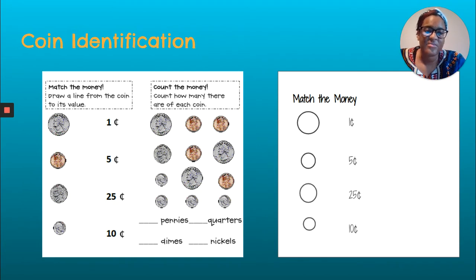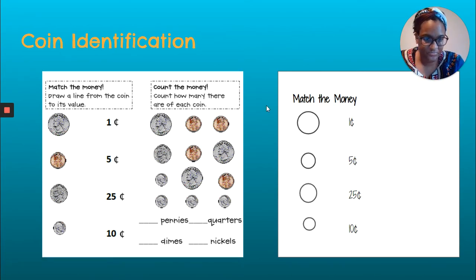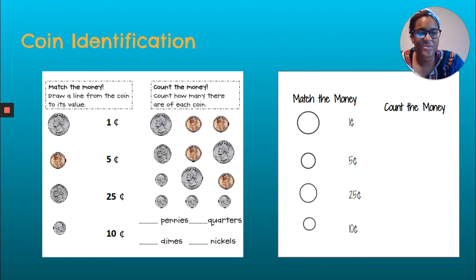And then have them write the amounts of money as it is here. Notice these are exactly the same. We're not going to change the order just for the sake of consistency. So after that, they will just draw a line from one side to the other, matching which amount of money matches which coin. Next, they will count the money on the other side of the paper.